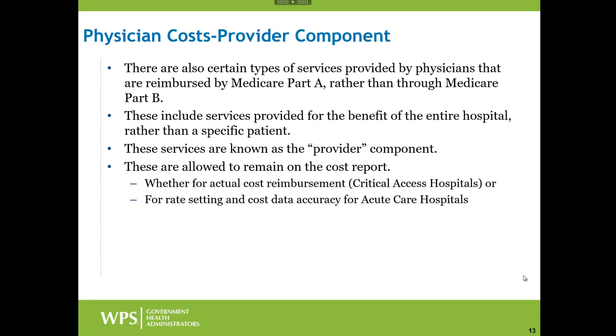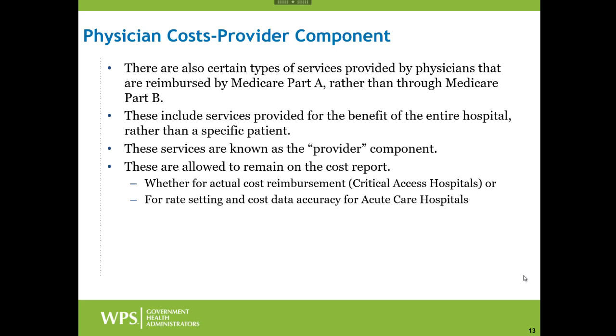Now, here's the other thing. These are allowed to remain on the cost report. But the question here is, what does that mean to a provider? What does that mean to reimbursement? If it's a critical access hospital that's reimbursed 101% of the reasonable cost, then that means when we allow this provider component to stay on worksheet A, not be adjusted out on worksheet A82, that's actually going to directly impact the critical access hospital's cost reimbursement. More cost equals more reimbursement.